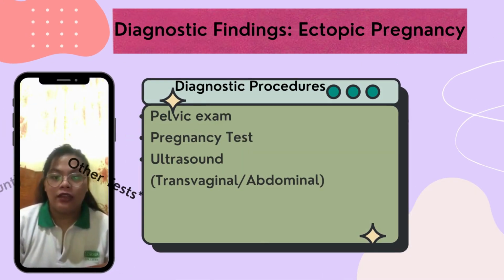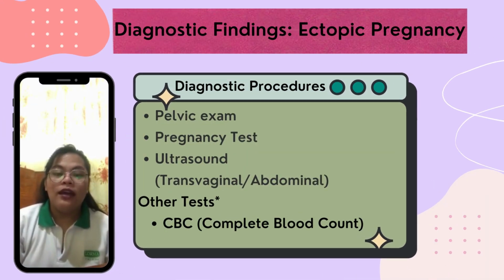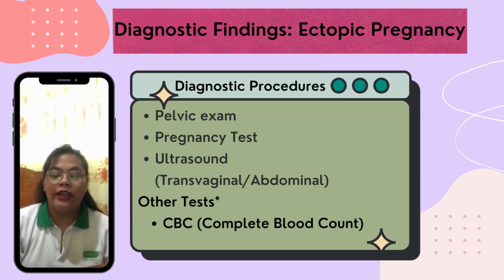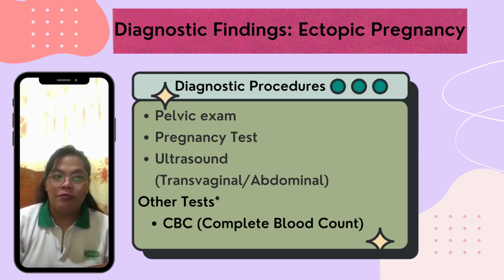Now the diagnostic findings of ectopic pregnancy. So, diagnosis: a pelvic exam can help your doctor identify areas of pain, tenderness, or a mass in a fallopian tube or ovary. However, your doctor cannot diagnose an ectopic pregnancy by examining you alone. You'll need a blood test and an ultrasound.